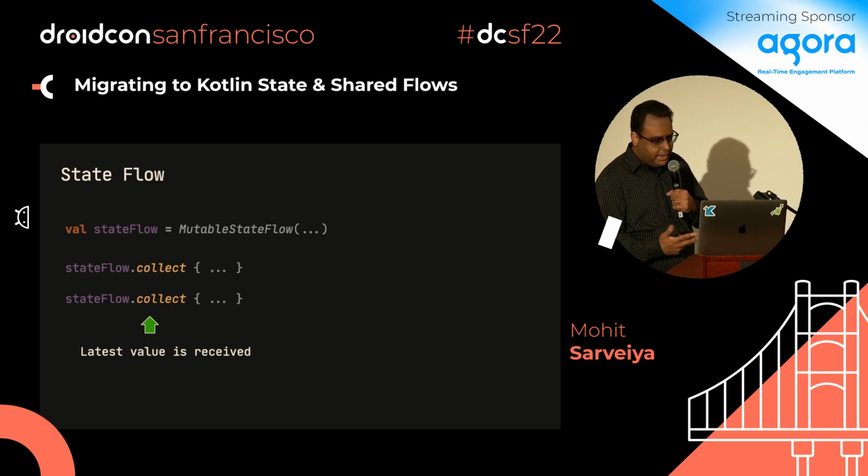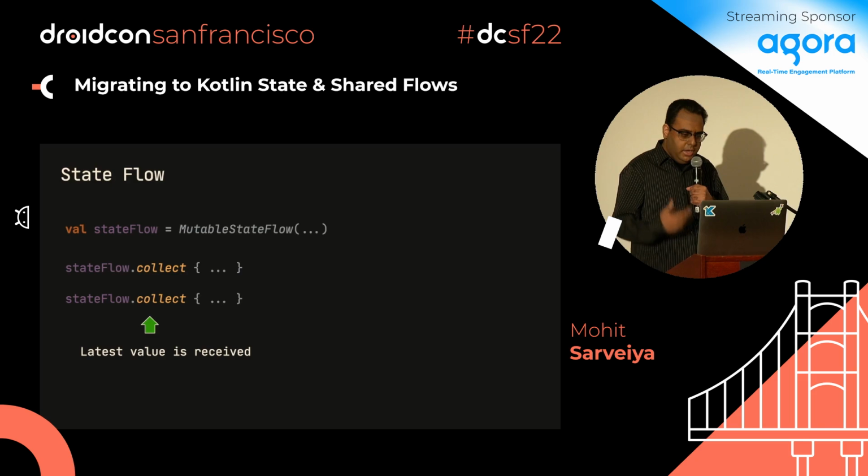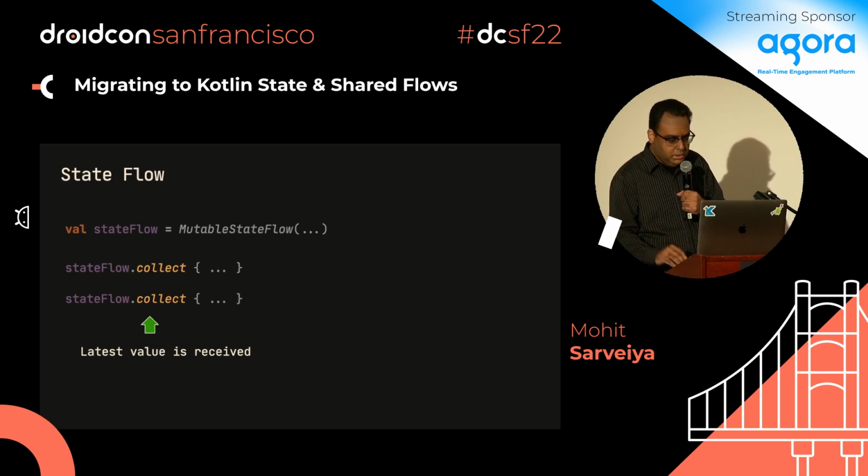So in this case, I have two subscribers. And whenever you have a subscriber that subscribes to the state flow at any time, it's always going to give you the most recent item that was pushed to it. That's important to understand.